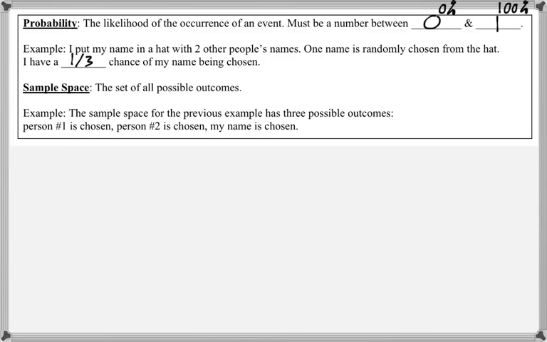The sample space is the set of all possible outcomes. So the sample space for the previous example has 3 possible outcomes. Either person number 1 is chosen, person number 2 is chosen, or my name is chosen.